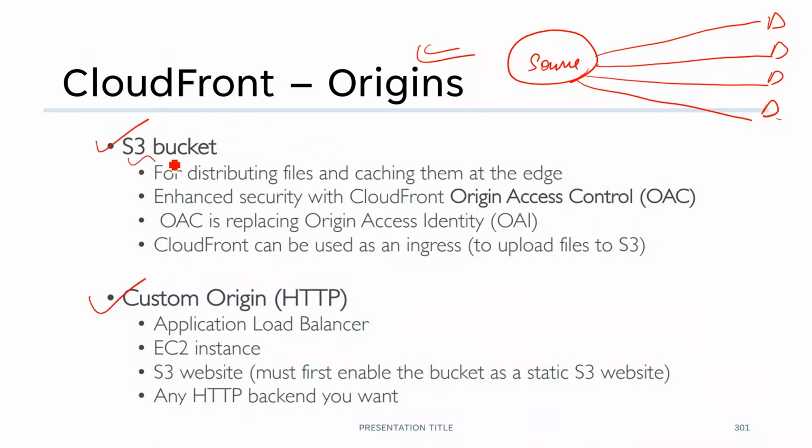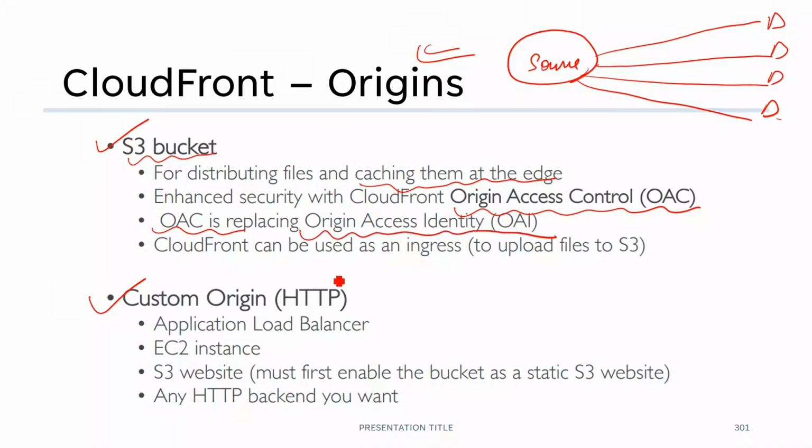Now you need to have a little bit of an idea about S3 bucket. It's an object storage service, but we are going to cover S3 in a different video in detail. Okay. So S3 bucket is one of the origins, and it is used for distributing files and caching them at the edge, as S3 is very popular for keeping static data like videos, files, images, software and everything. You can cache them at the edge so that your users will be able to fetch that data at a faster pace and very easily, right? It has enhanced security with Origin Access Control or OAC. We are going to learn about that in a minute. And OAC is replacing the previous version, which is Origin Access Identity or OAI.